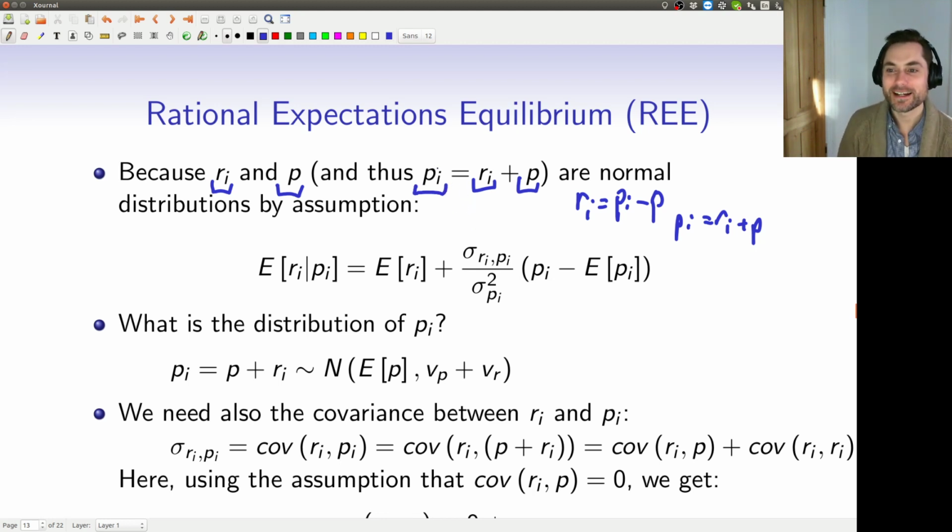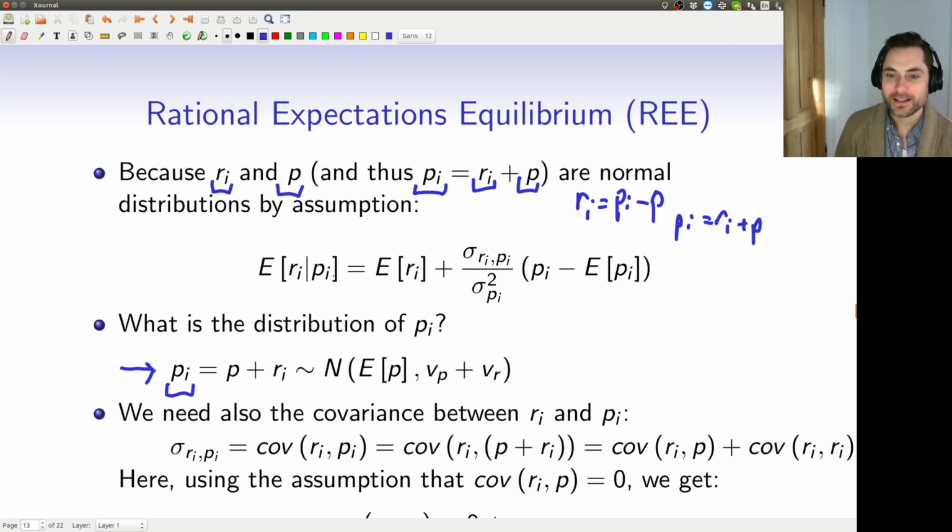Moreover, and we can actually see it down here, since we've assumed that Ri and P are independent, we can just sum their two variances to get the variance of Pi. Okay.